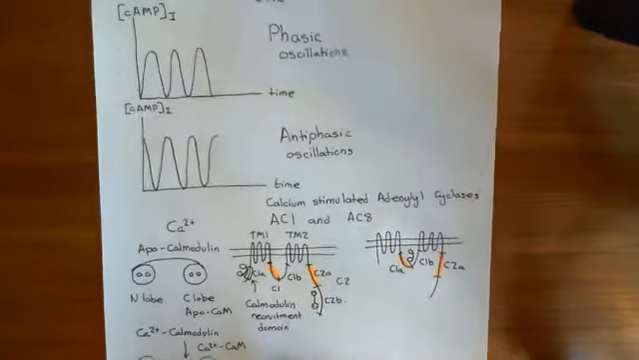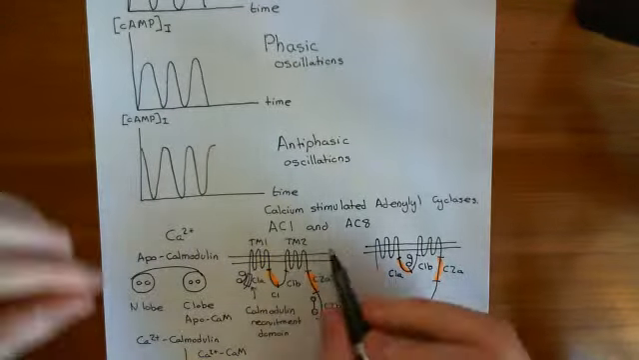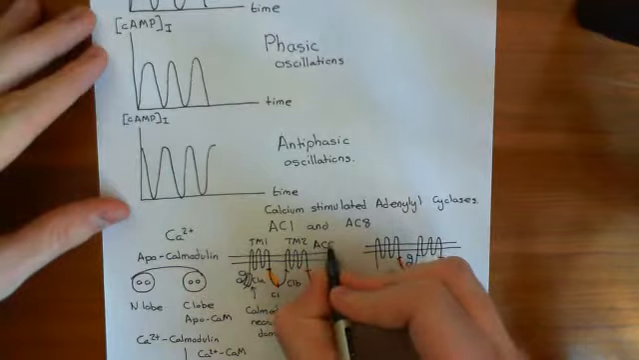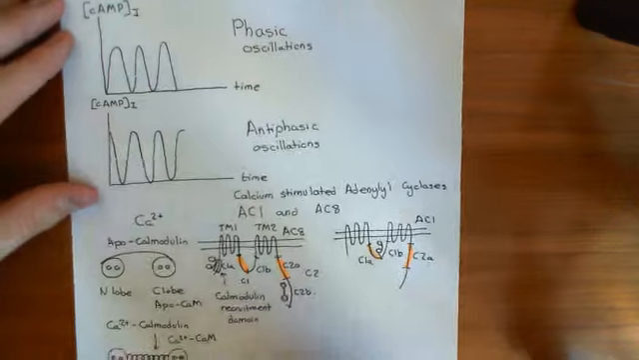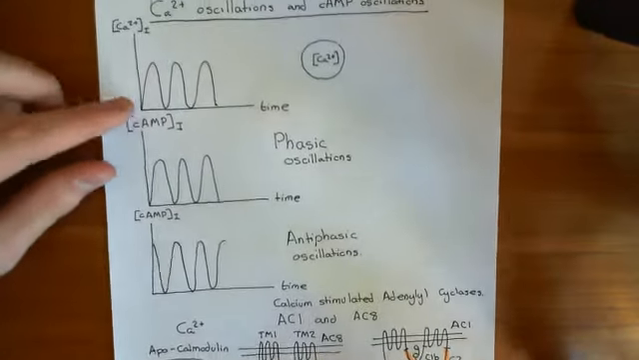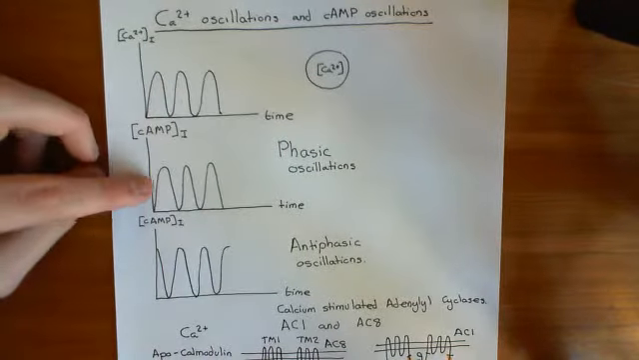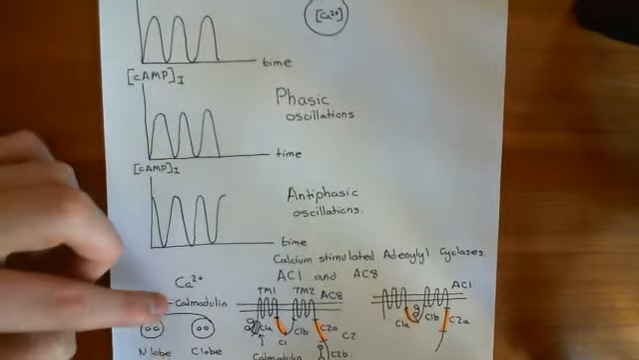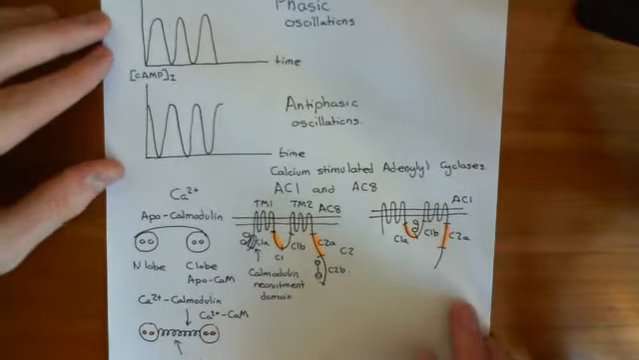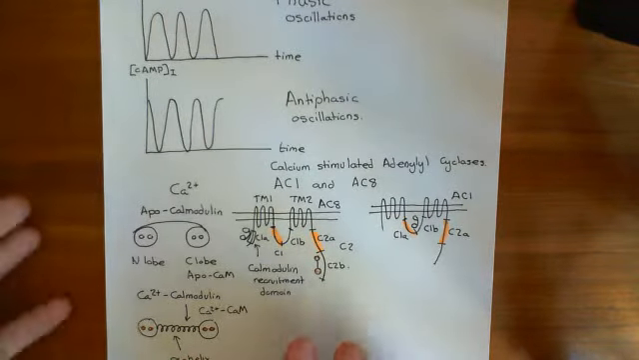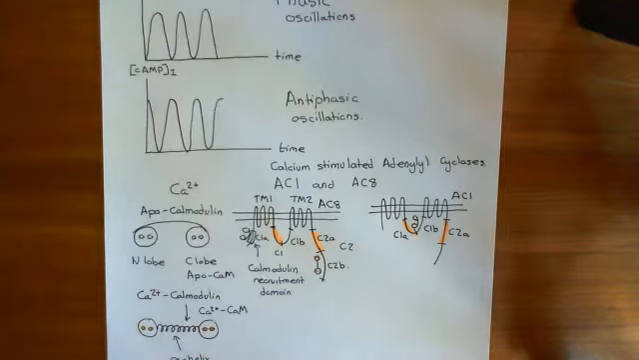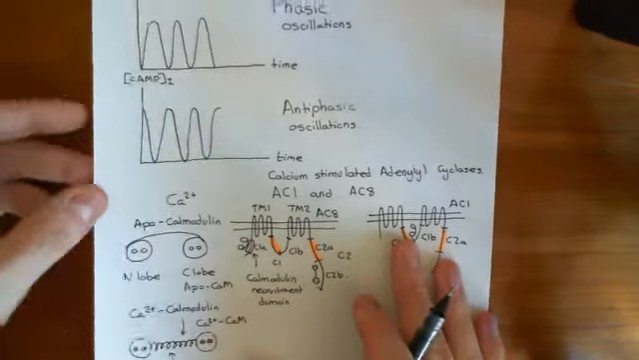So both of these adenylyl cyclases, adenylyl cyclase 8 over here and adenylyl cyclase 1 over here, are activated by calcium going up, basically. And that means that when calcium goes up, you'll also get cyclic AMP going up. So this is a mechanism by which you can get phasic oscillations of cyclic AMP with calcium oscillations. Okay, so now we'll turn our attention to antiphasic oscillations. So how do you get antiphasic oscillations of cyclic AMP with calcium oscillations?